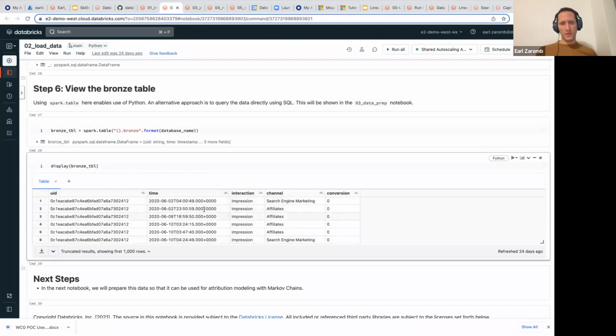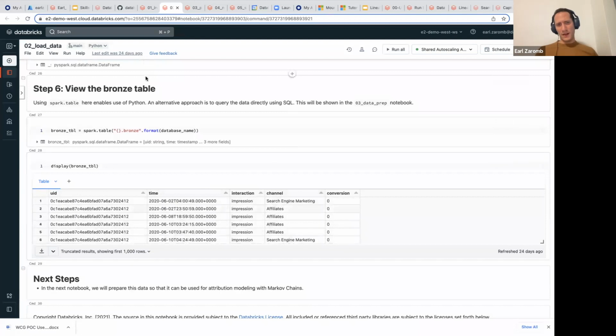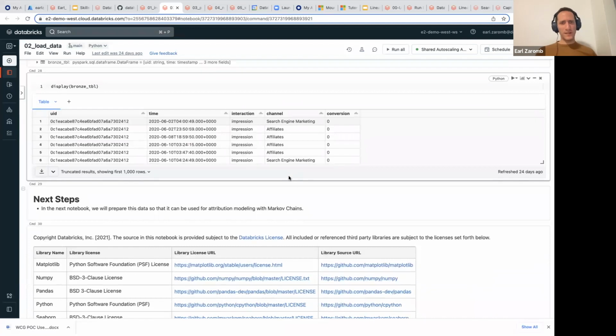And again, we're going to see the exact same data, but the difference is this now becomes more of a production ingestion pipeline that you can run on a continuous basis to keep ingesting marketing data as more data comes in throughout the life of your campaigns.